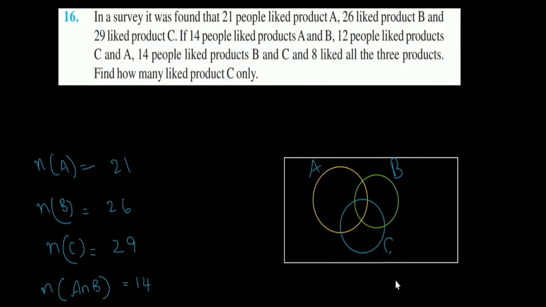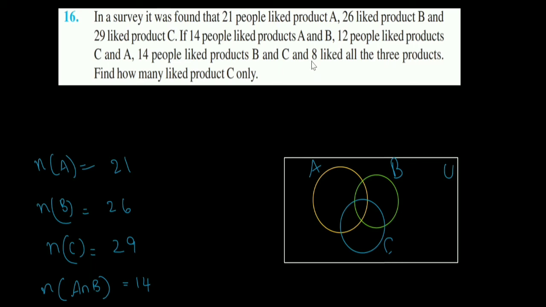In a survey it was found 21 people like the product A, 26 like the product B, 29 like the product C, 14 like product A and B, 12 like C and A, 14 like B and C, 8 liked all the three. Find how many liked only C. So this part you have to find. So let us draw the Venn diagram. So how do you represent the Venn diagram? First you have to draw the rectangle that represents the universal set. Then you draw three intersecting circles, name A, B and C.